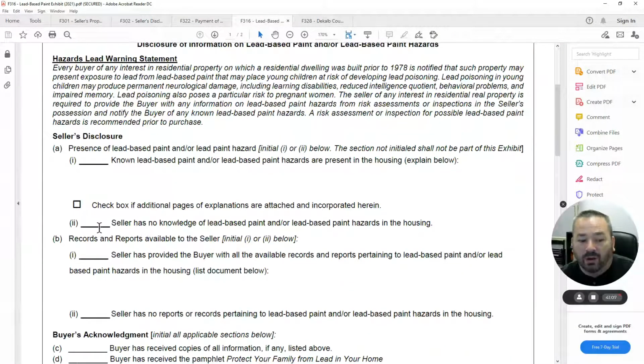Or we're going to initial on number 2. Seller has no knowledge of lead-based paint or lead-based paint hazards in the house. And it tells us right here, initial 1 or 2 below. So one of these 2 has to have initials on it.